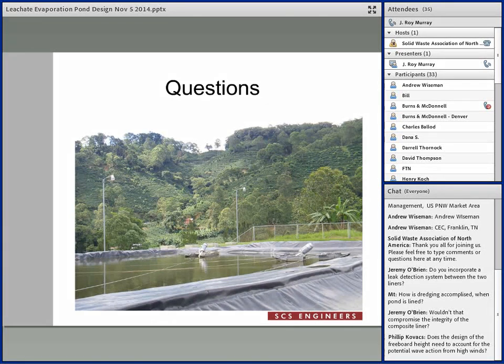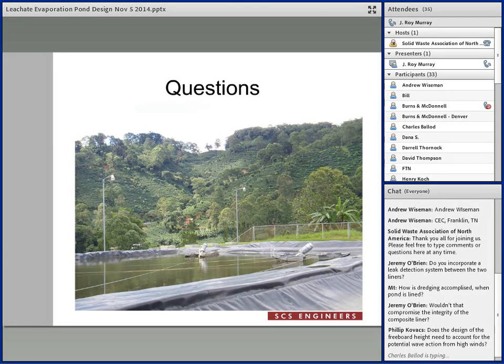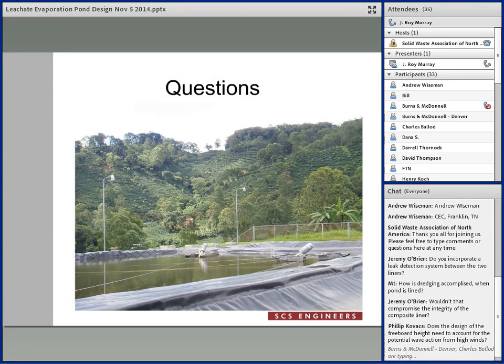Wave action from high winds. I don't think in the case of these ponds the fetch, the length across the open part of the pond, is going to be sufficient to generate much in the way of a wave. Now, if you're in a location where that's just a really unique condition, well, I would certainly go in and calculate that. So yeah, I guess the answer would be yes.